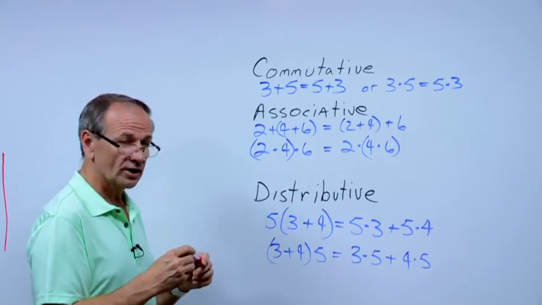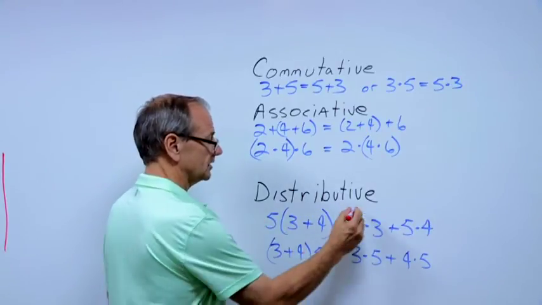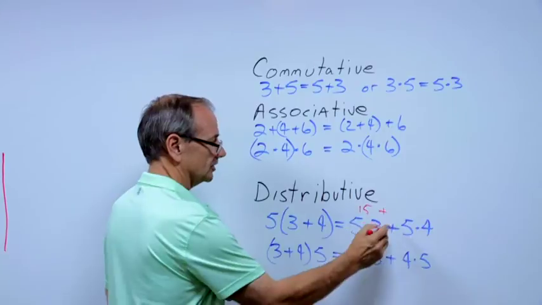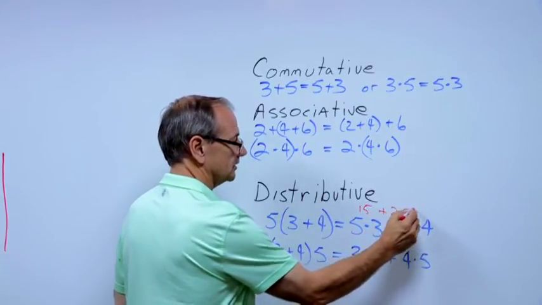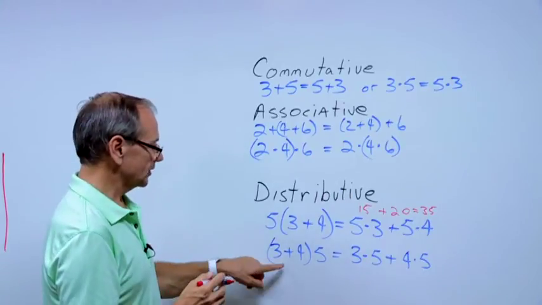But you can also break it apart like this, and we can say 5 times 3, which would be 15, plus 5 times 4 is 20, equals 35. So that works the same. We can do it this way.